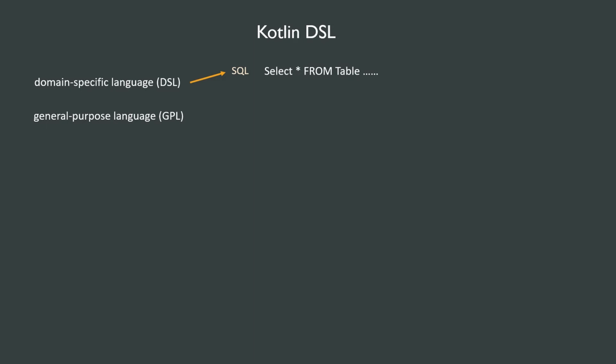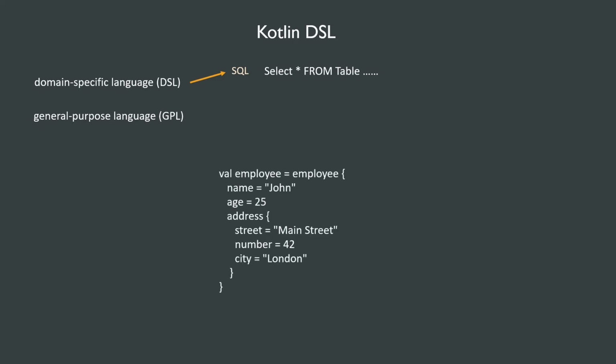Okay, let's take an example. In this part, I will create a simple DSL that's able to instantiate an object of our employee class. If you write this code in your IDE, you get a compile error. So you should write a DSL to make it work.